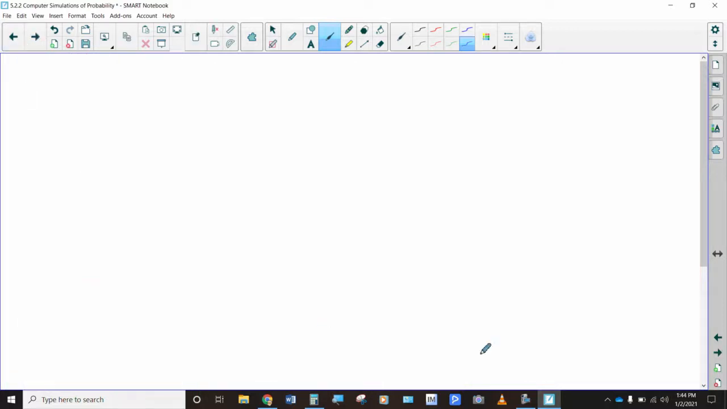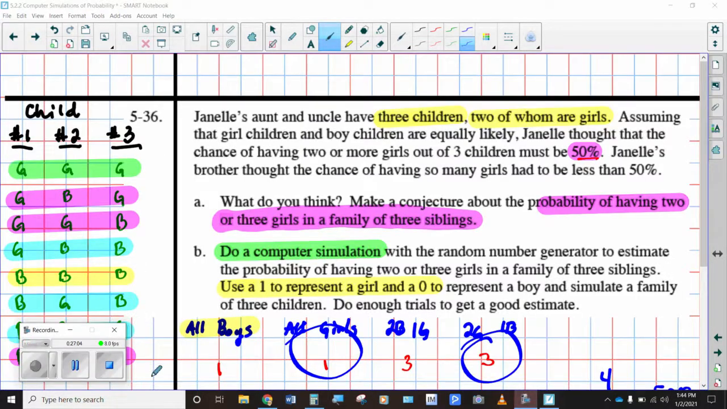And that's where we end today's lesson. So let's go ahead and move on. I'm not sure if there's a check for understanding today, but there's definitely going to be homework. So let's move on to the next activity.